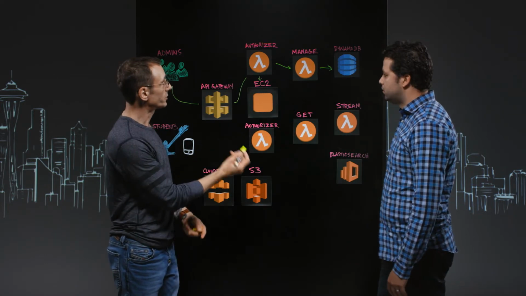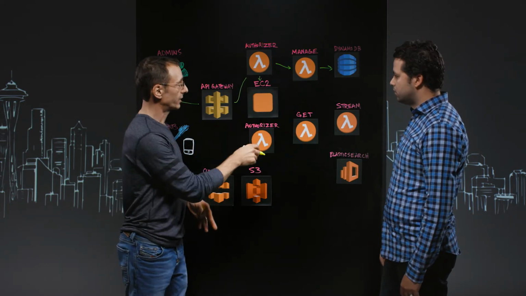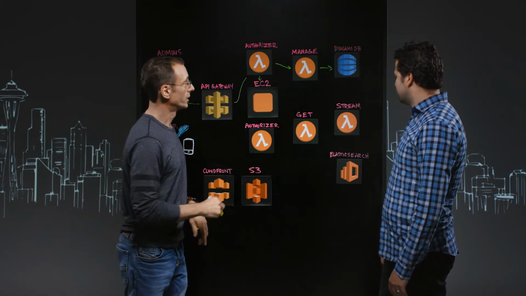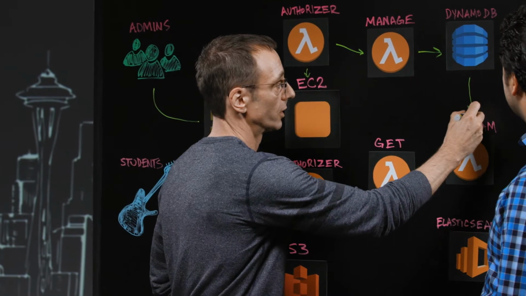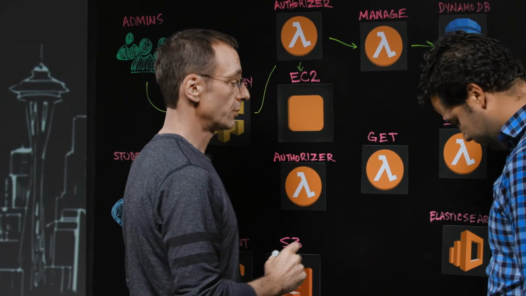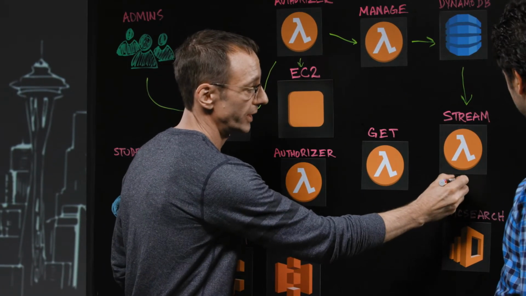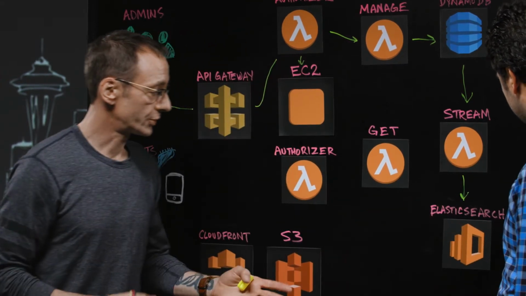Sure. For students who retrieve this information, we're pulling out of Elasticsearch, but we've got to get it in there first. So when the data is updated in DynamoDB, it invokes a Lambda function off the DynamoDB table stream, which then updates the data into an Elasticsearch cluster.